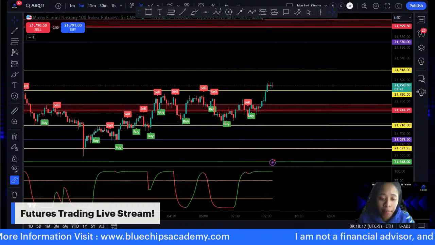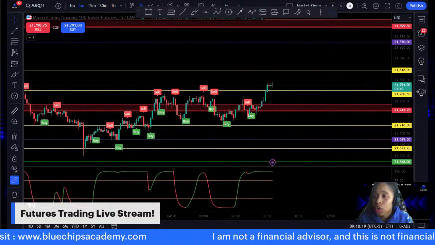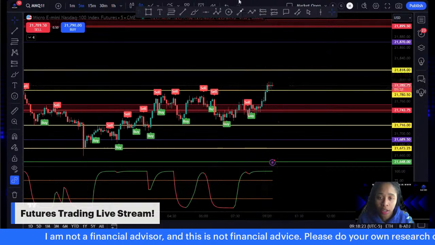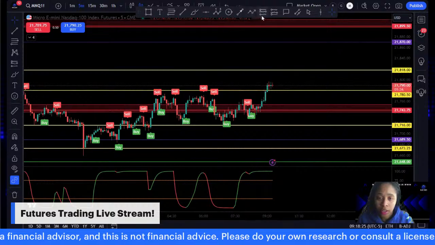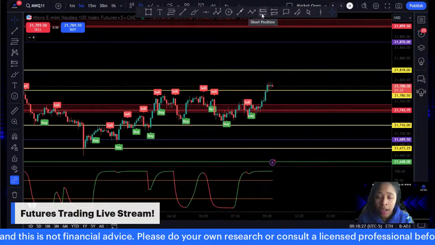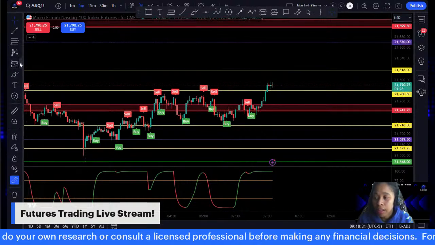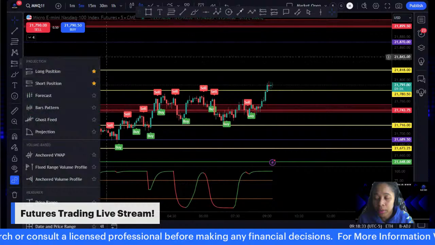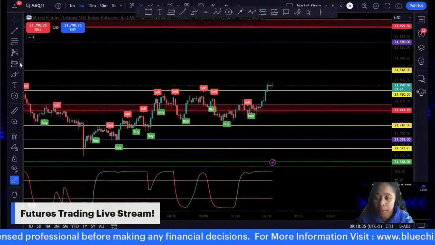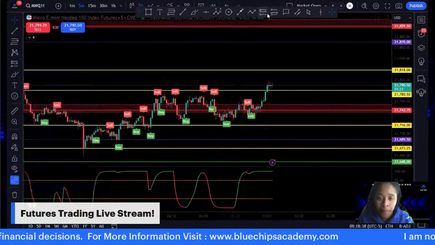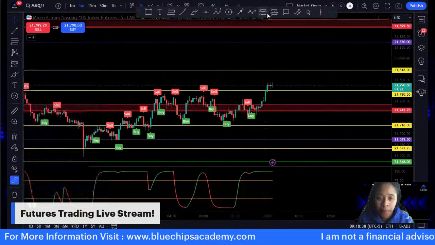Now, as far as the take profit and the stop loss, you use the same tool. Let's say, for instance, we were getting into a short position here. I'm going to go to short position in my toolbar. If you don't have this toolbar already up, you can come over here to the left, click here, and then look for short position. I have mine starred because I want it favorited so it can pop up in my toolbar.